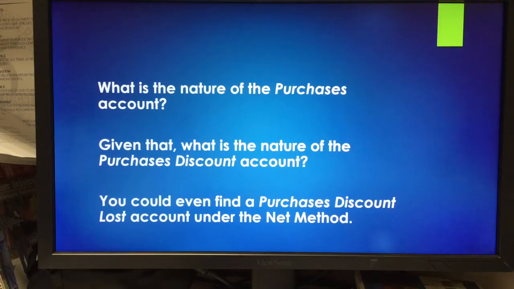You might even find a purchases discount lost account under the net method. If, for instance, you've anticipated that you're going to pay within the discount period and you don't do that, you lose that discount. But that's really what purpose the interest expense serves here. If you had a purchases discounts lost account here, it more or less would be an additional expense account to supplement the purchases account. In that sense, it would be what we have called an ancillary account.